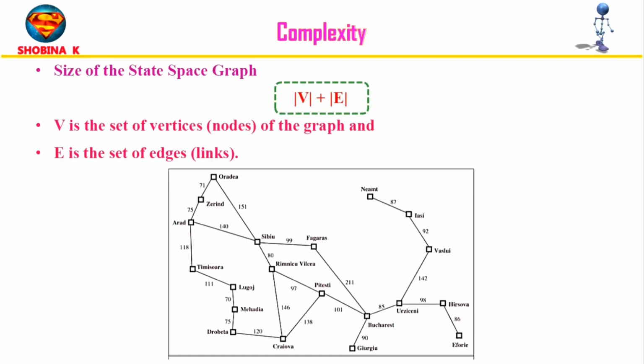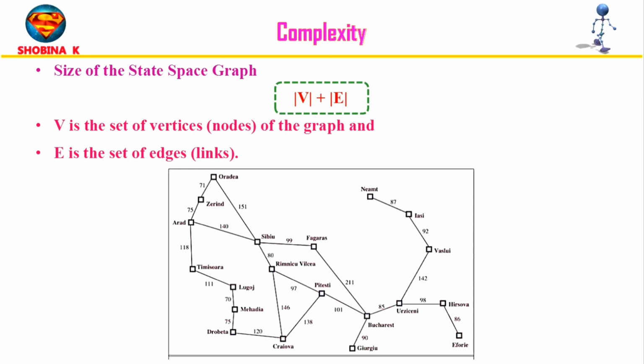Time and space complexity are always considered with respect to some measure of the problem difficulty. In theoretical computer science, the typical measure is the size of the state space graph, which is denoted as V plus E, where V is the set of vertices or the nodes in the graph, and E is the set of edges or links that connect the nodes. This is appropriate when a graph is an explicit data structure that is an input to the search program. An example of this is the map of Romania.